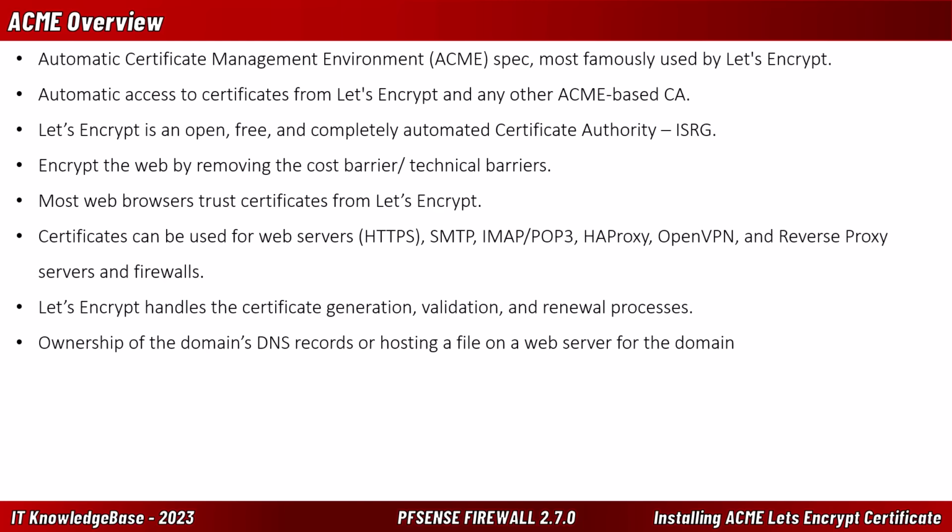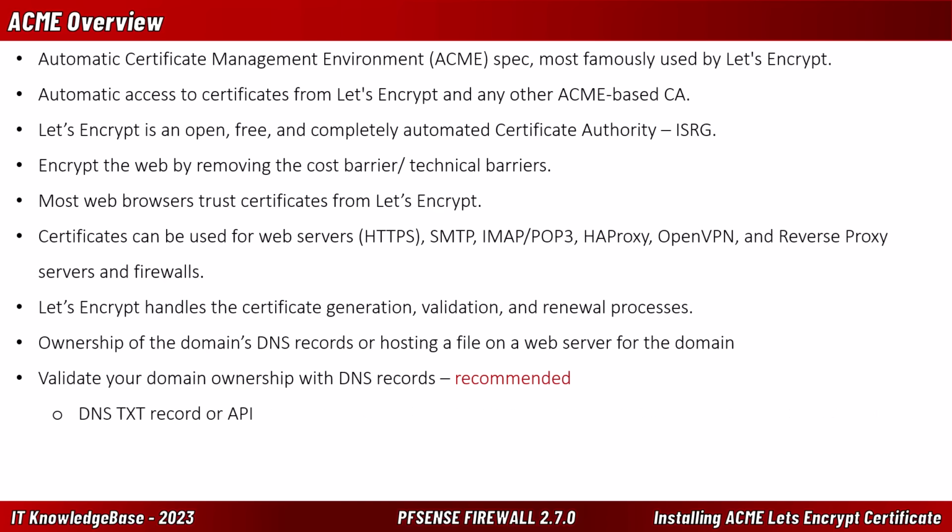And the recommended way to validate your domain ownership is with DNS records. Either add a manual DNS-TXT record or add an API to automatically create a DNS-TXT record for domain validation. By using a certificate from Let's Encrypt for a web server, including a firewall running pfSense software, the browser will trust the certificate and show a green checkmark, padlock, or similar indication.